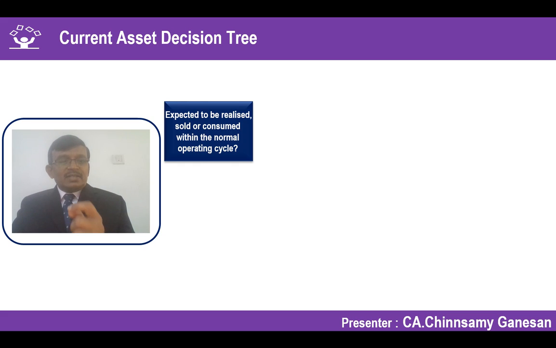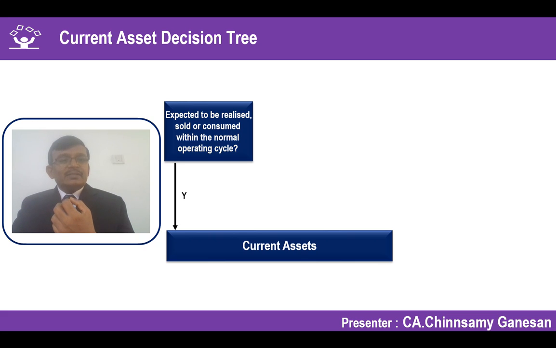So Ind AS first asks whether a particular asset is expected to be realized, sold or consumed within the normal operating cycle. What is expected to be realized? Maybe I have a trade receivable. Whether the trade receivable is expected to be realized within the operating cycle. For example, my operating cycle is 3 months, cash to cash will happen. Whether I'm going to realize it within 3 months. If the answer is yes, then it's a current asset.